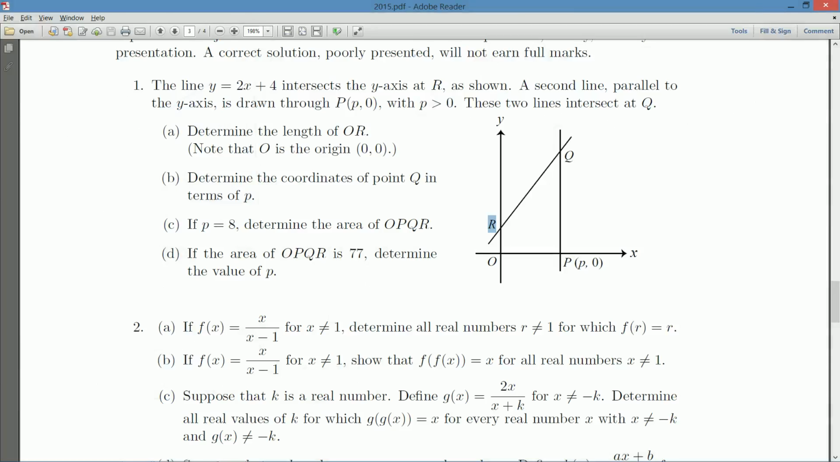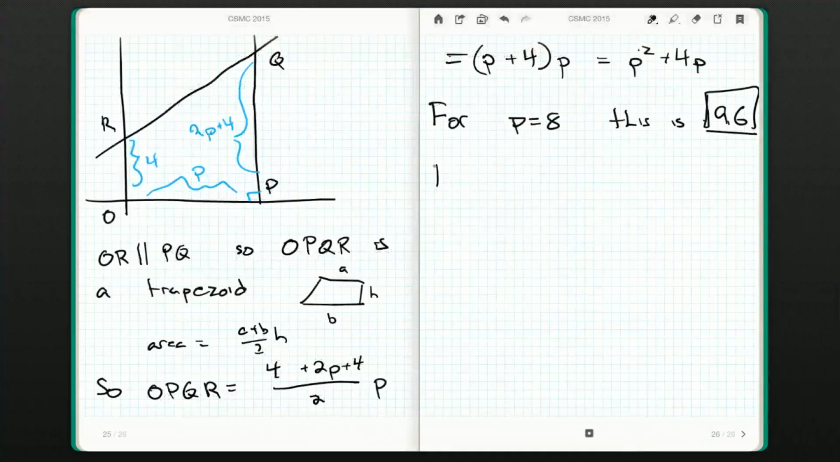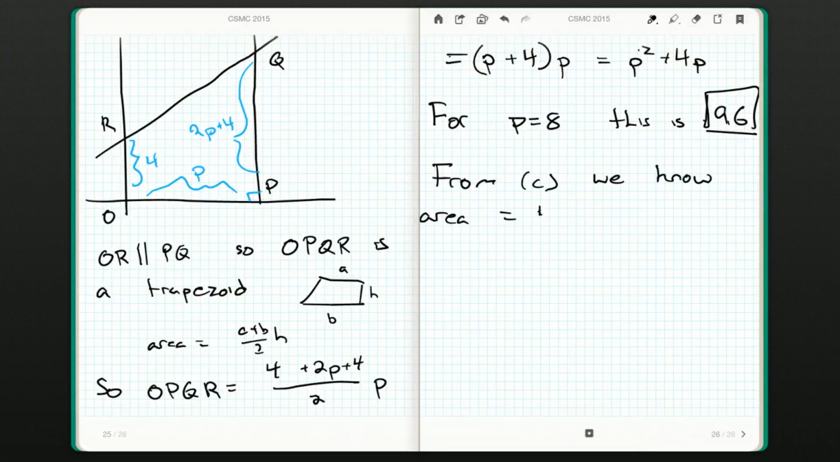And now D. If the area of OPQR is 77, determine the value of p. Well, great, we have a formula for the area of OPQR. So it pays to be general. So from C, we know the area is p squared plus 4p. So we just set 77 equal to p squared plus 4p. We can rearrange that: p squared plus 4p minus 77 is equal to 0.